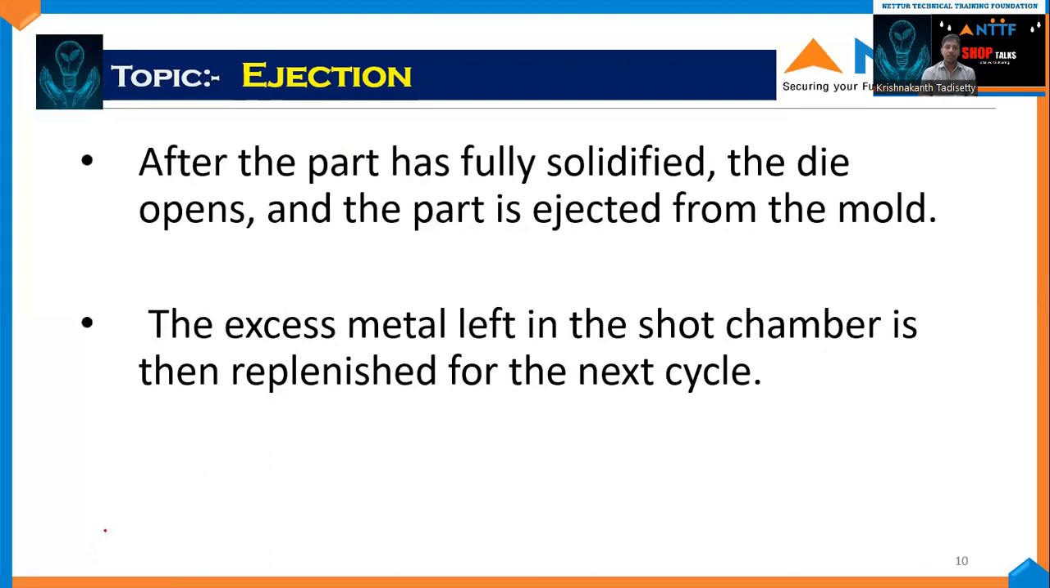The excess melt left in the shot chamber is then replenished for the next cycle. That means this material is recyclable. So that is why, if any excess material is left in the hot chamber, it will also get manufactured in the second cycle.